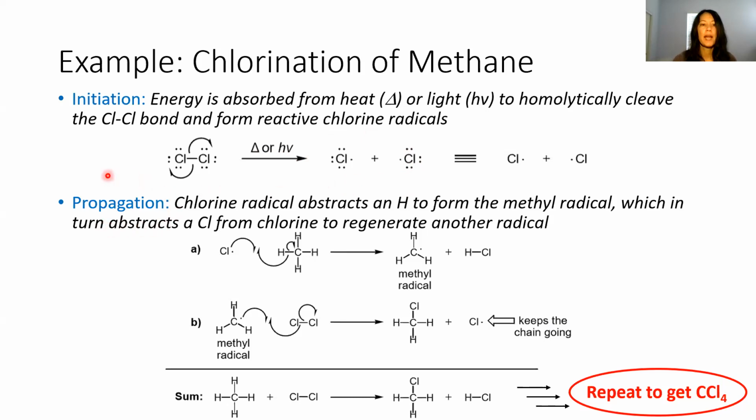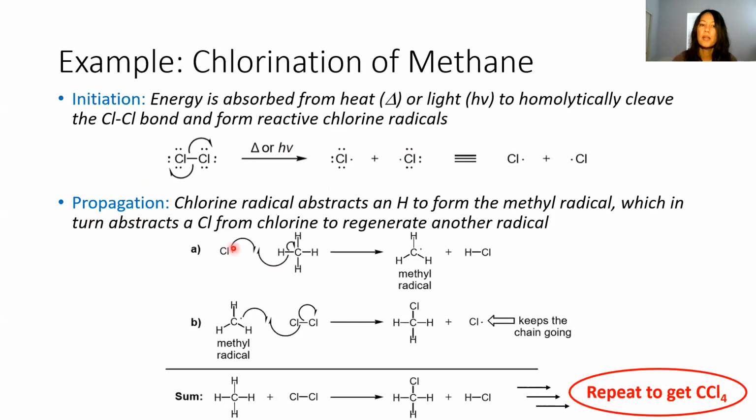And the radical reactions that are key is this propagation phase. Basically, propagation is when a radical reacts with a neutral molecule. So for example, the chlorine radical can react with methane. And look what I'm doing. I'm using the fish hook arrows.